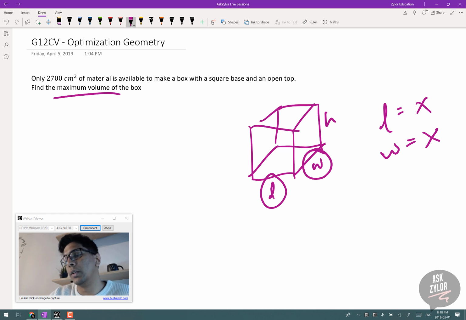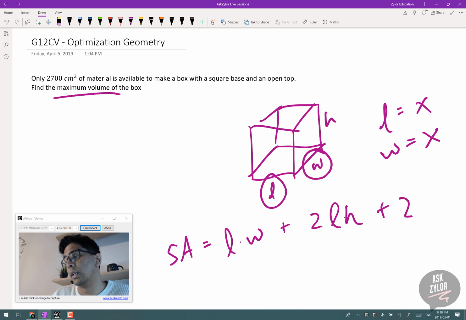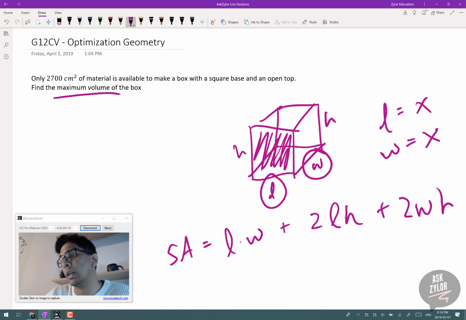Right. So if I use an equation for the surface area, I have length times width, and then I have 2 length times height plus 2 width times height. Right? Because we have one side which is length times height, and we have one side with width times height, and we have another with length times height and another with width times height. And we have the bottom base, which is just length times width.